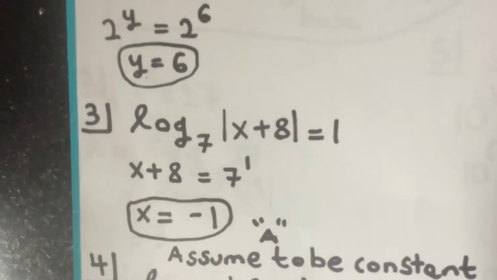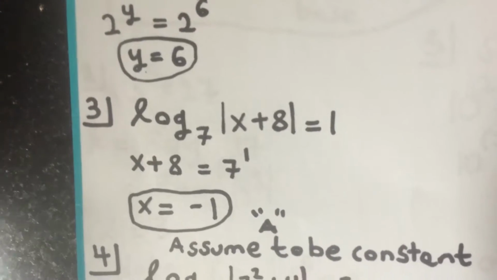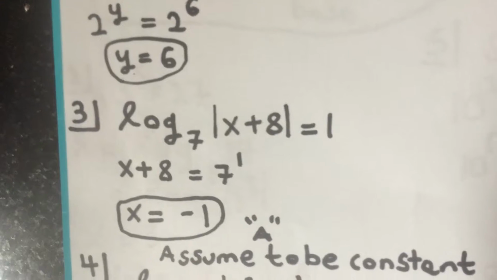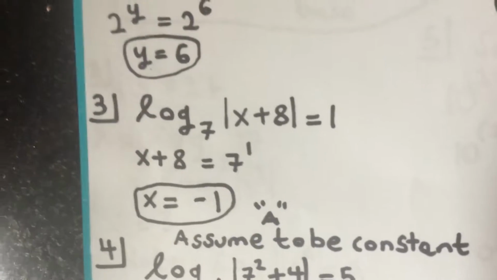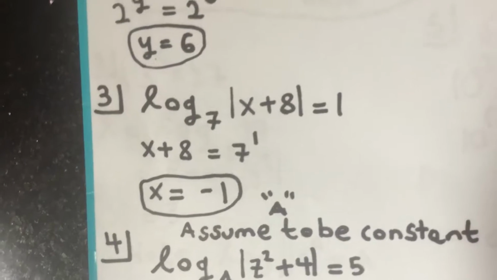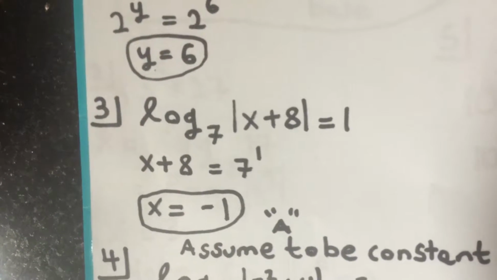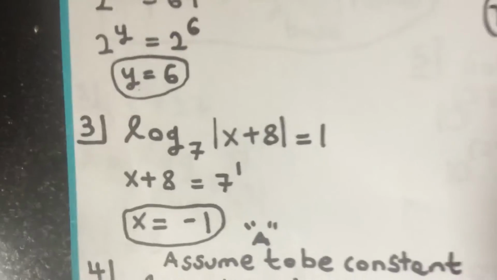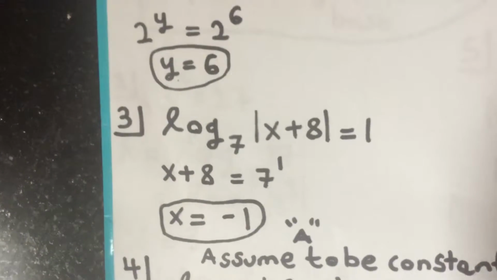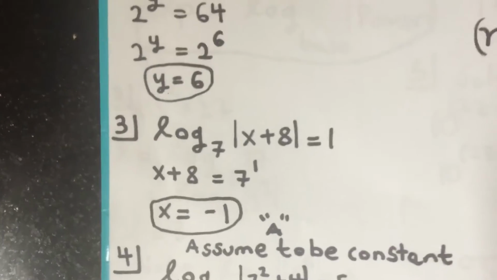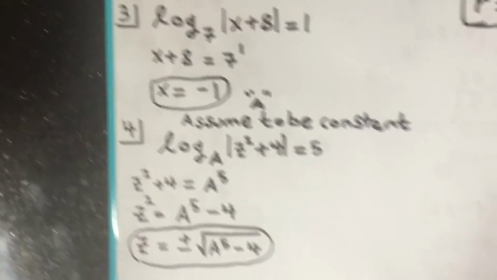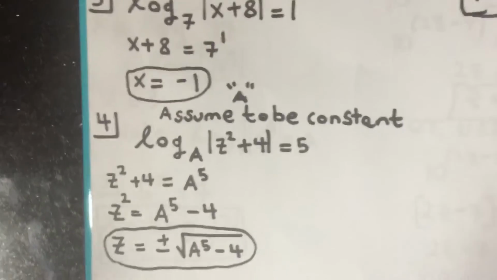Now in problem 3, we have log base 7 of the absolute value of x plus 8, the linear factor, equal to 1. Now 7 has to be dragged to the right hand side to be the base, which is 7 to the 1 power, 1 being the exponent, and it's equal to the linear term x plus 8. Solving for x gives us negative 1. Note that logs can't be negative or 0. Well, they're undefined at 0.